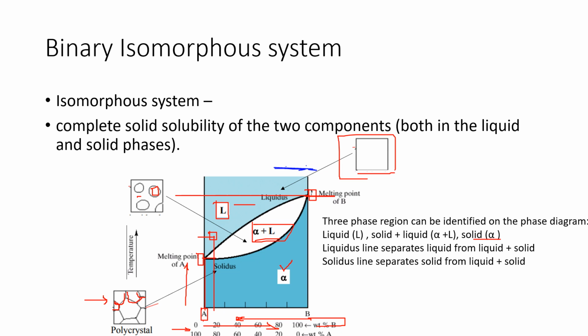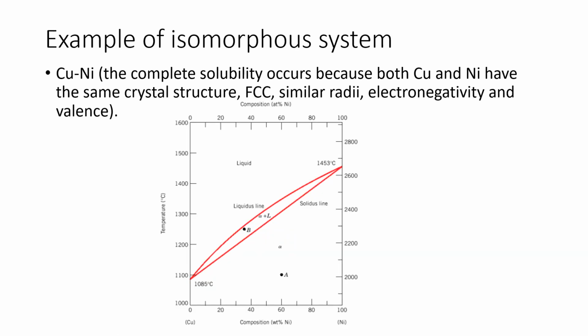Why do we call it an isomorphous system? If we have two solutions A and B, and both are mixed with each other in the liquid, if both are completely soluble in the liquid phase as well as in the solid phase, then we call it a binary isomorphous system. Iso means same. This is an example of an isomorphous system, which is copper and nickel.